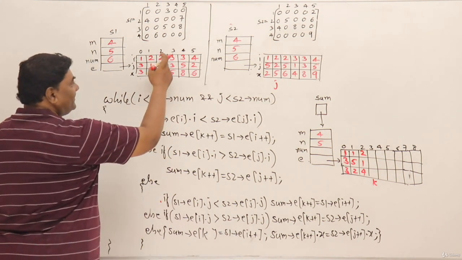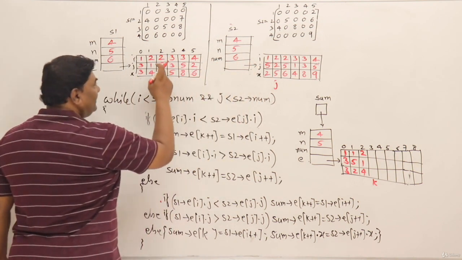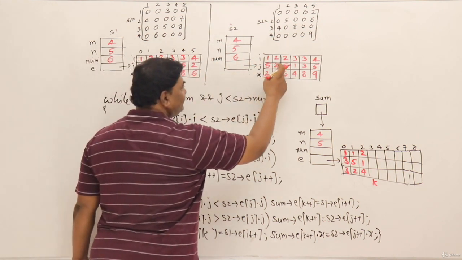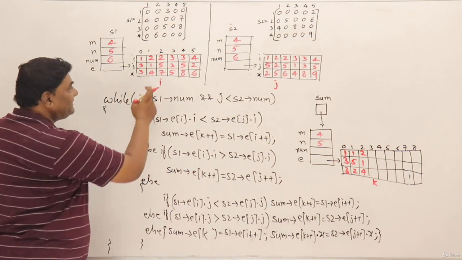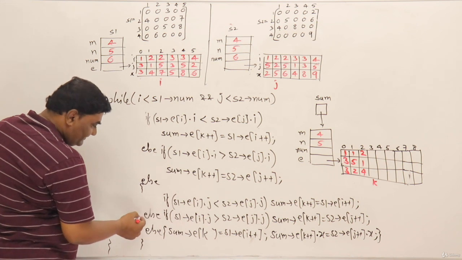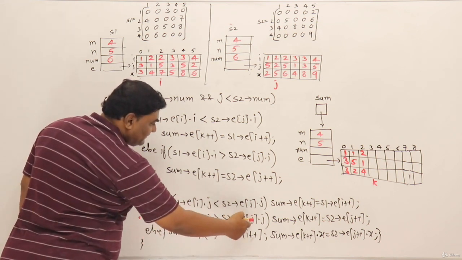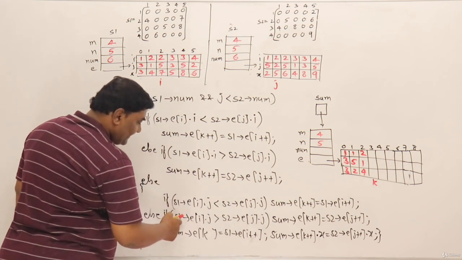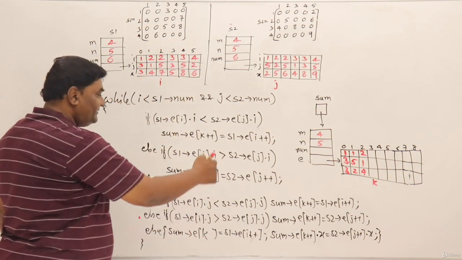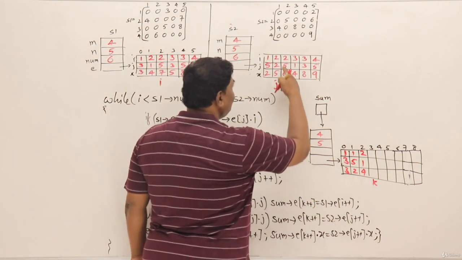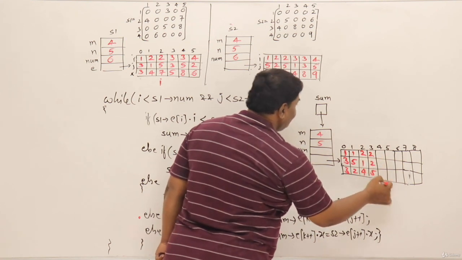Now this time 2 and 2 row numbers are same. But column number, this is greater, this is smaller. So row numbers are same means it will go into the else part. But the column number of S1 is greater than S2's column number, so this will enter into this else part. So S2 will be copied. So 2, 2, 5 is copied and K is incremented.